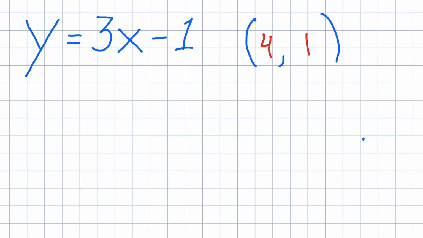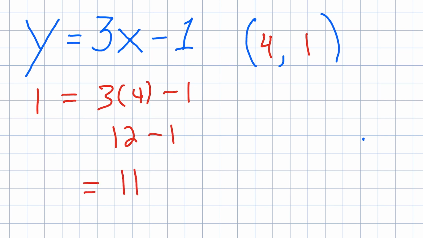Now 4 comma 1, if I plug that in, I would end up with 1 equals 3 times 4 minus 1. 1 equals, well, 3 times 4 is 12, so 12 minus 1. And 12 minus 1 is 11, so 1 equals 11. Well, that's absurd. Of course 1 does not equal 11. So that means that this point, this coordinate, is not a solution and does not fall on the graph of this equation.